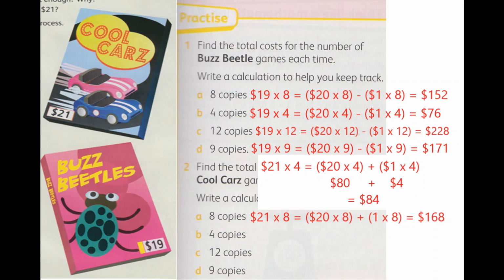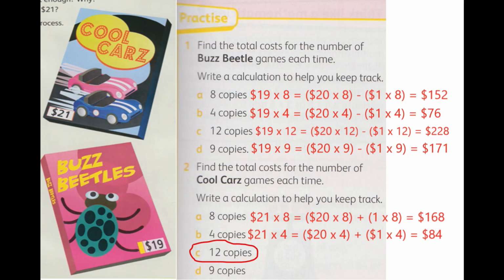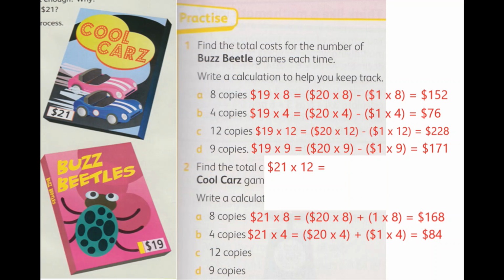Okay. Letter C is 12 copies. So we're going to take the $21 and multiply it by 12. And then what we're going to do is basically what we've done for letters A and B for number 2. We're going to take $20 times 12 plus $1 times 12. So 20 times 12 is $240 plus 1 times 12, which equals $12. And then we're just going to add those two together, which gives us a total of $252.